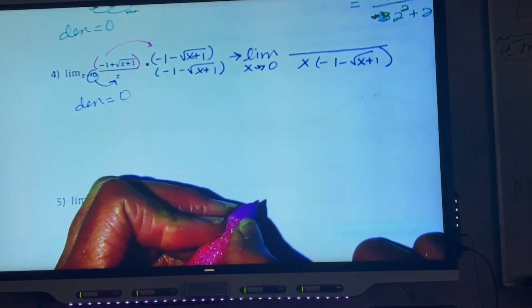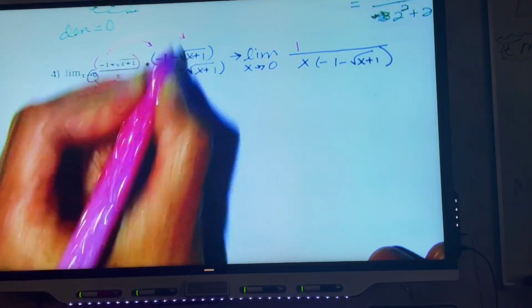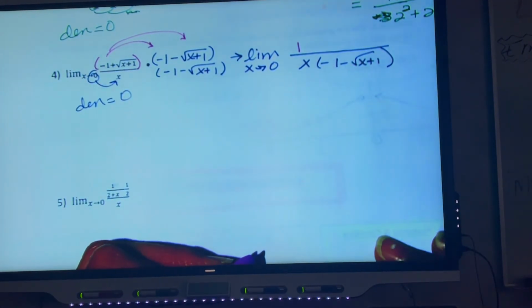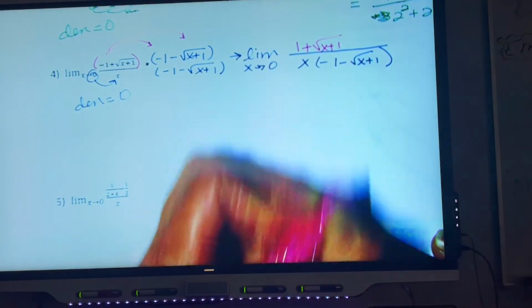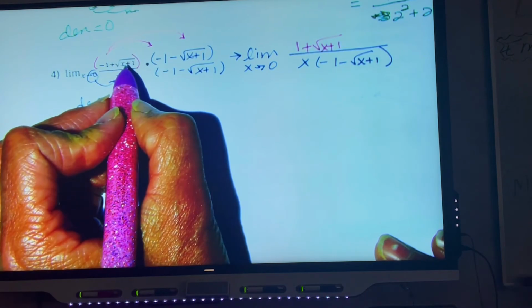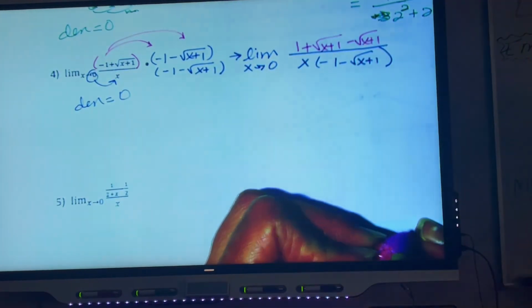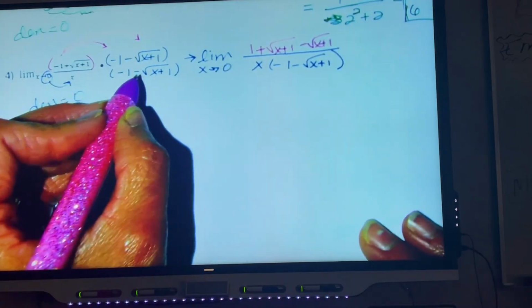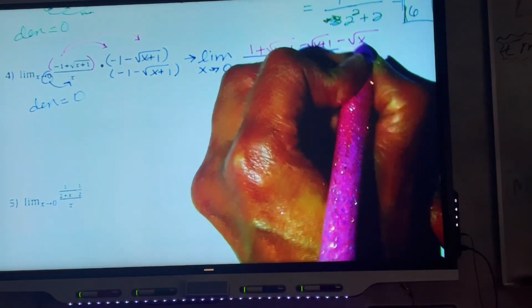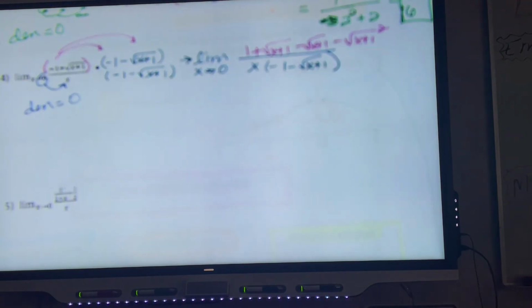So -1 times -1 is 1. -1 times negative square root of x plus 1. Well, negative times negative is positive, so that's a positive square root of x plus 1. And then square root of x plus 1 times -1, that's a negative square root of x plus 1. Positive square root of x plus 1 times negative square root of x plus 1 is a negative square root of x plus 1 squared. And I'm writing it like that for a reason because I want to make sure we're taking it slow. I don't want to skip too many steps so that way you can have this in your notes.